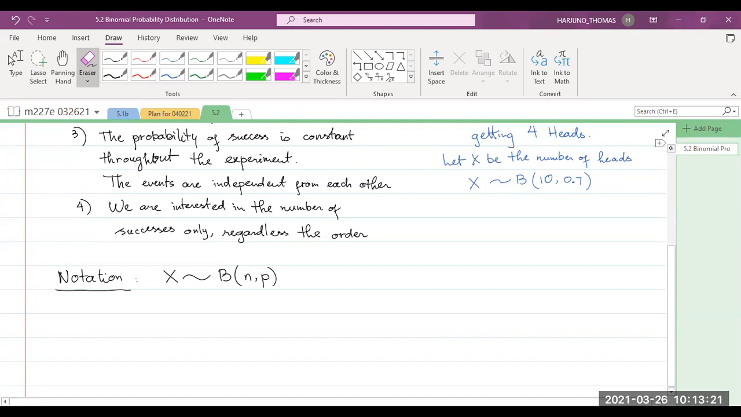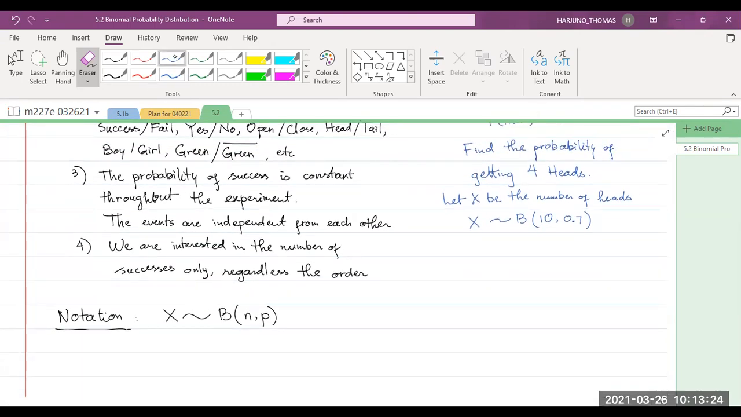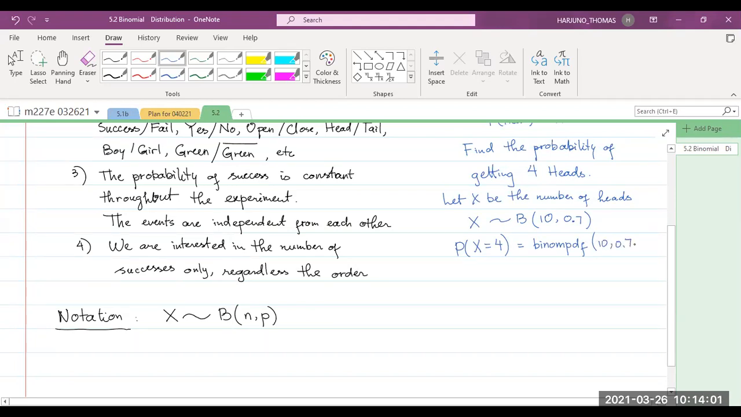Okay, now let's come back here. In this question, we want the probability to have 4 heads. That's the probability notation. The probability to get 4 heads will be followed by the calculator notation, binomial Pdf, followed by 10, 0.7, 4. Now let me explain this notation, and I will show you how to use the calculator after this.